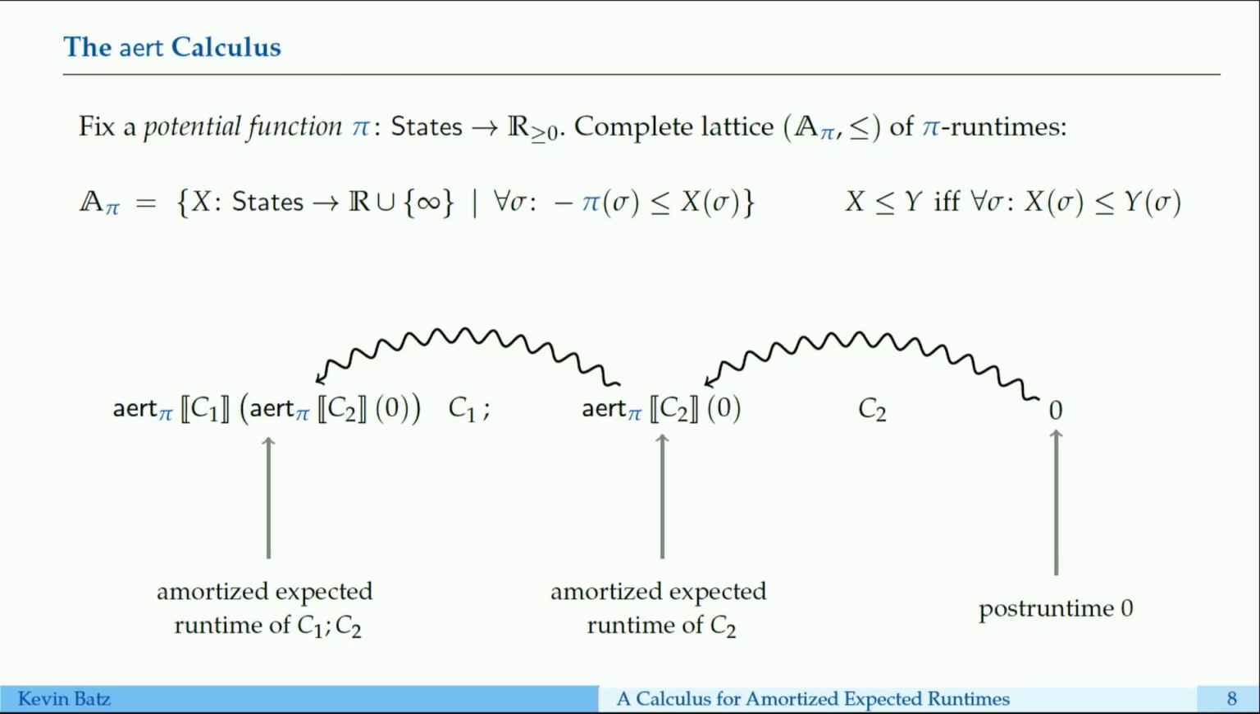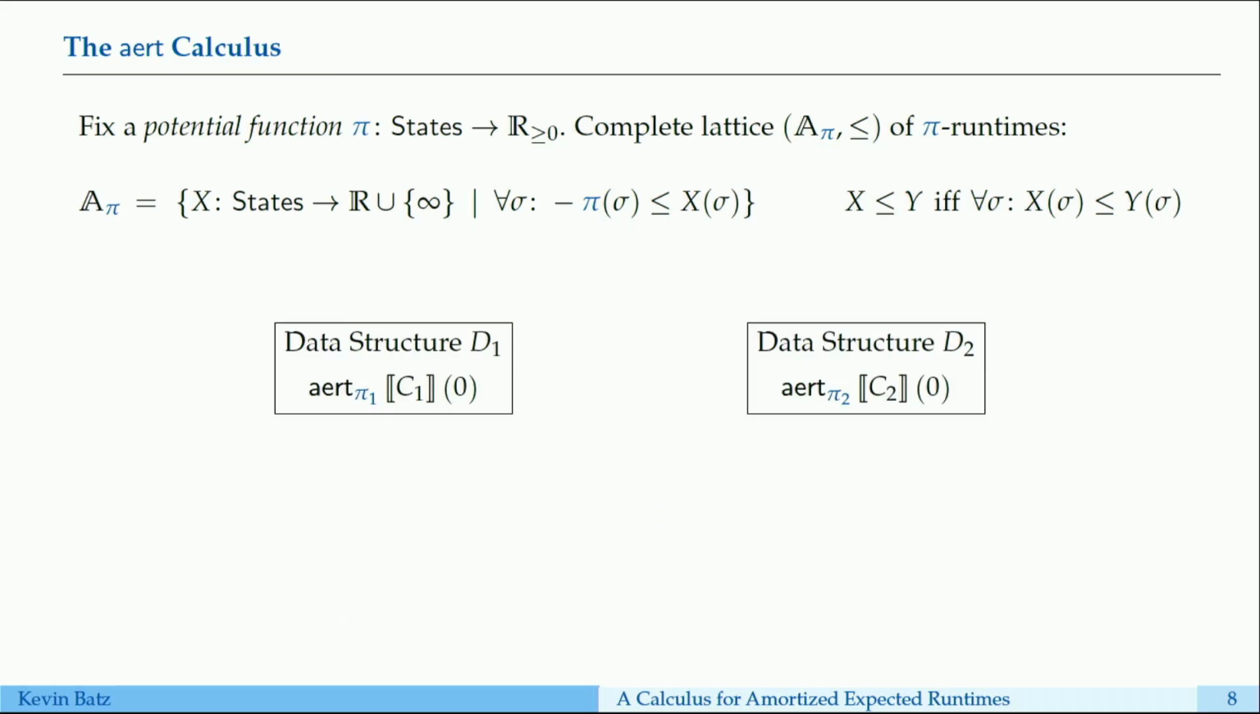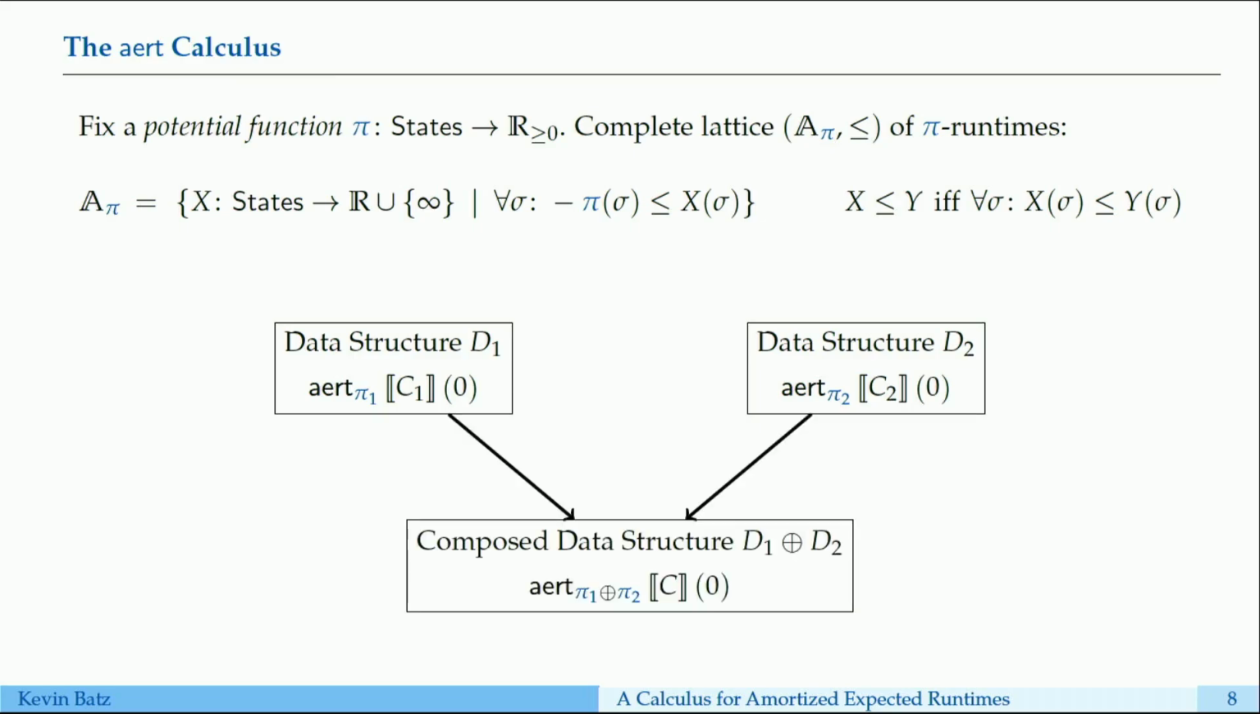And additionally, in our paper, we also show that it's compositional with respect to this potential function pi here. And this works as follows. Suppose we are given two data structures, D1 and D2. Data structure D1 requires potential function pi1, D2 requires potential function pi2. And now suppose we would like to analyze a composed data structure that uses both D1 and D2. In our paper, we show how this can be done compositionally by first analyzing the individual data structures and then reusing those analyses for the composed data structure.